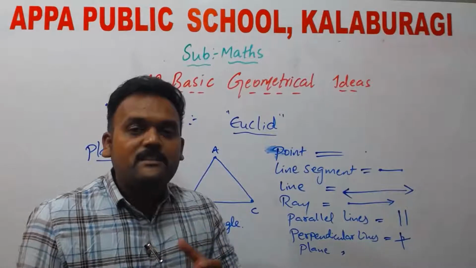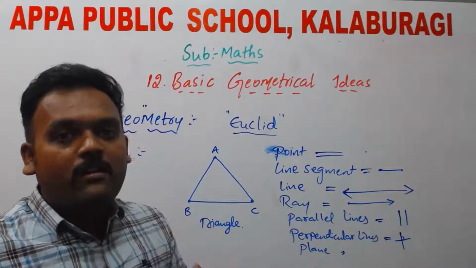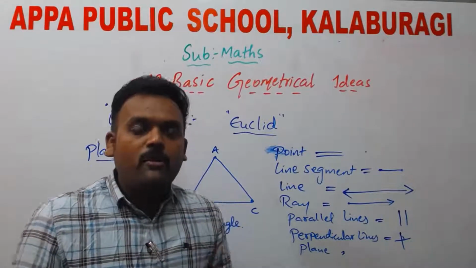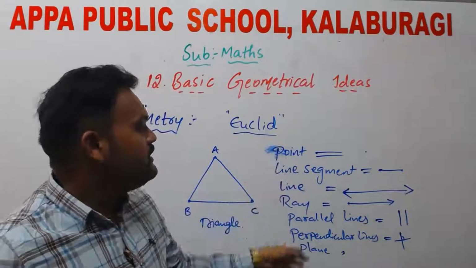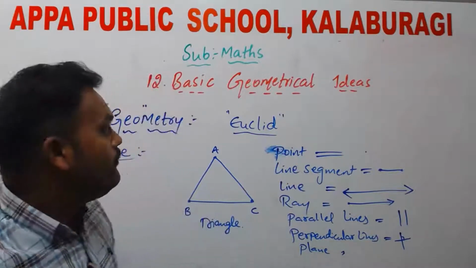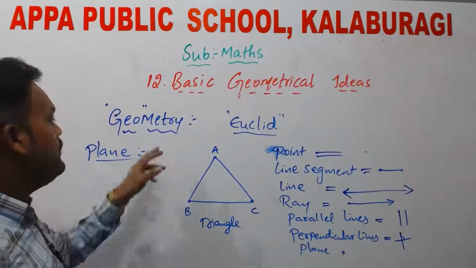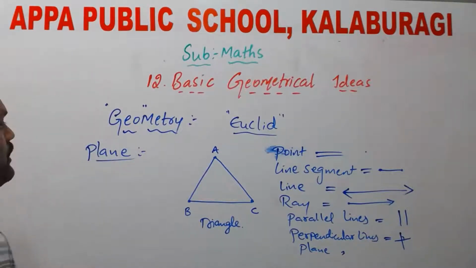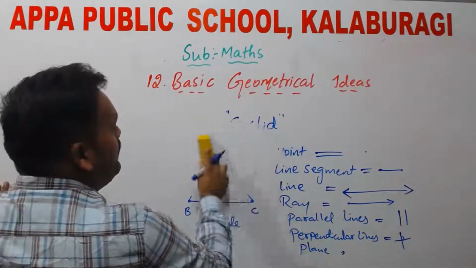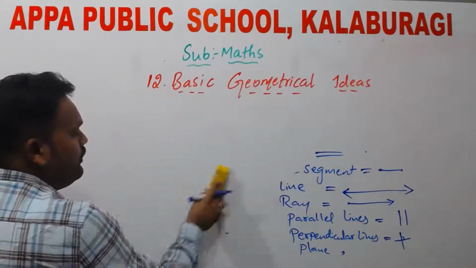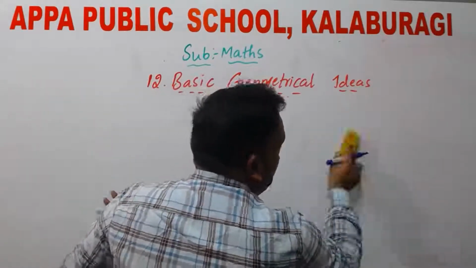A plane is a smooth surface. The surface of a wall, dining table, ball, slate, blackboard is called a plane. These are all we discussed in today's class. Now we discuss the exercise of this topic of geometry. The first exercise is Exercise 12A.